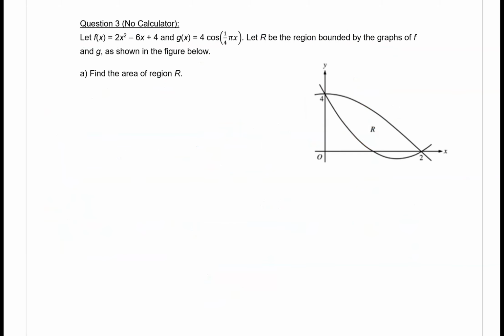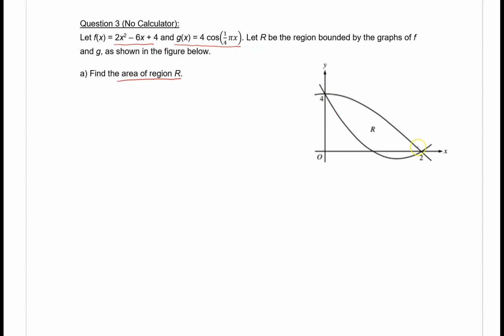So in question 3, we come to a question that does not allow the use of a calculator. So when we are evaluating our integrals, we'll have to do that work by hand for this one. The first part is asking us to find the area of this region R here that is bounded by these two curves, whose equations are given up here. The f of x equals 2x squared minus 6x plus 4, and then the g of x, which equals 4 times cosine of pi over 4x.